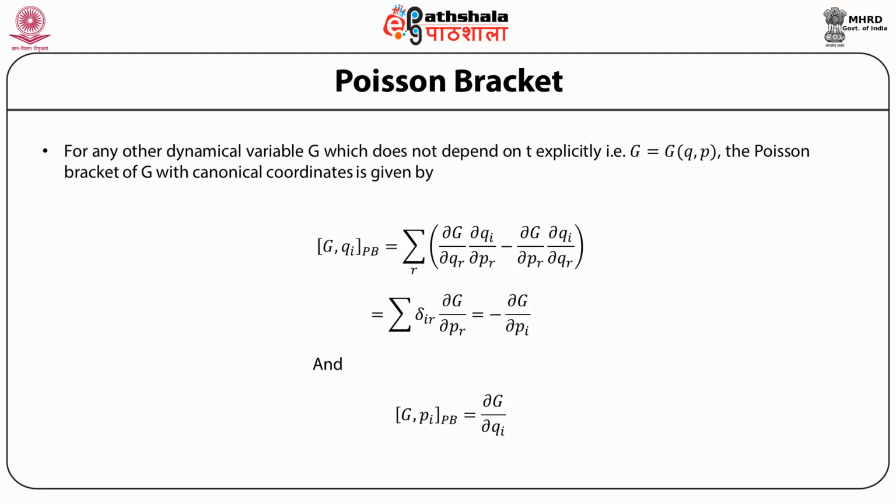is 0. Therefore, we have the Poisson bracket of a dynamical variable g with the coordinate q equal to minus the partial derivative of g with respect to the momenta, and likewise the Poisson bracket of g with the momentum is equal to the partial derivative of g with respect to the coordinate.